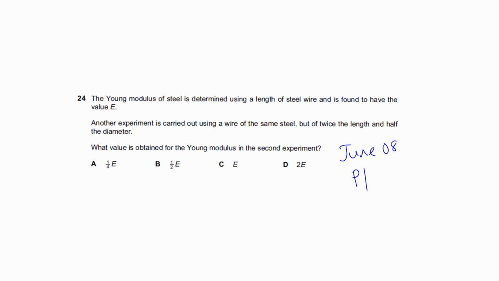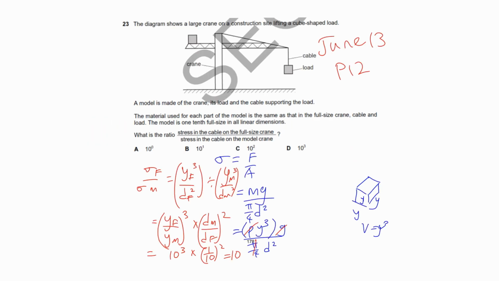Now if you attempted to calculate, you wouldn't be able to, because nothing is mentioned about the force. So there's actually insufficient information to calculate if you wanted to. Now this question, they gave you a large crane on the construction site. So basically this is only a model, and the material used for each part is the same as in the full size, in everything, the cable and the load as well. So the model is 1/10 full size in all linear dimensions. So what is the ratio of stress in the full-size crane over the stress on the model crane?